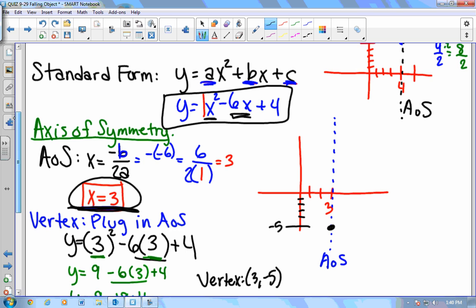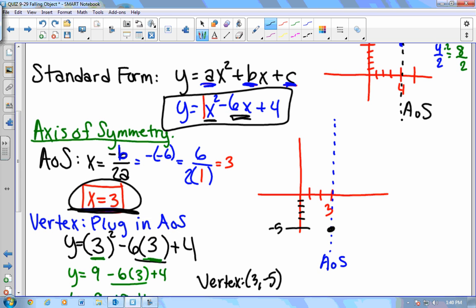Look at your A. Is A positive or negative? Positive. So therefore, the parabola is going up. Up, up, and away. Okay? So we can use, and A is 1. From our quiz, if A is 1, are we going to have any change on the arms of the parabola? No.